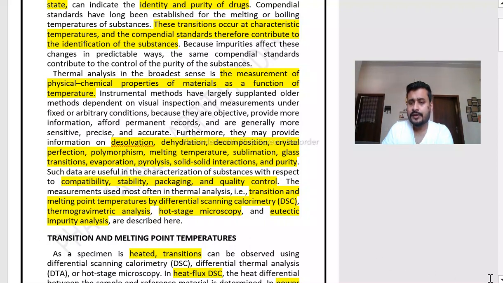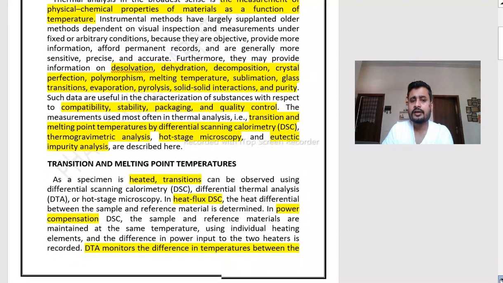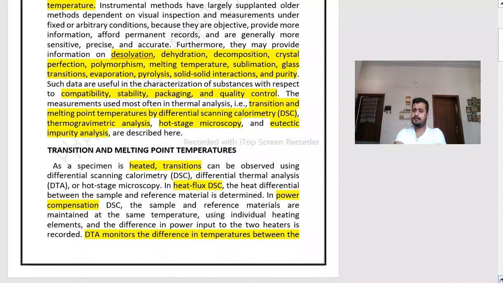Now, transition and melting point temperature. What is the transition and melting point temperature? As a specimen is heated, meaning if you have a drug substance, since we are in pharma, we talk about the drug substance, transitions can be observed during differential scanning calorimetry, differential thermal analysis (DTA), or hot stage microscopy.